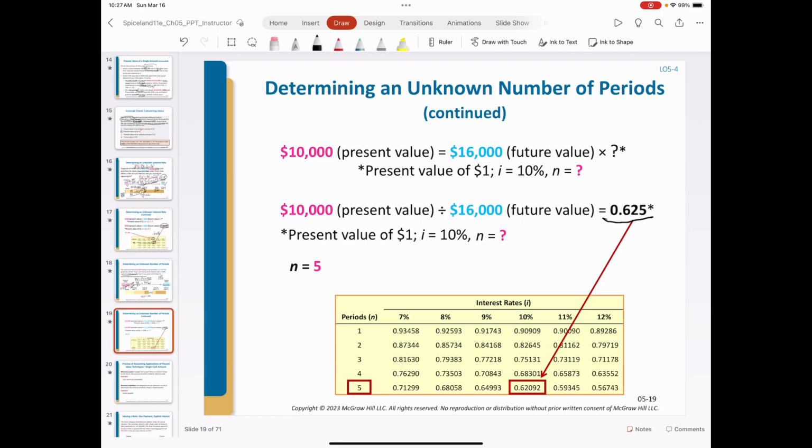We are given the interest rate, 10%. We just look at the numbers in this column. Finally, we find this one is very close to the value we calculated. And it is located just on row 5. We can tell the number of periods was 5. Since the interest was compounded annually at 10%, 5 also represents 5 years.